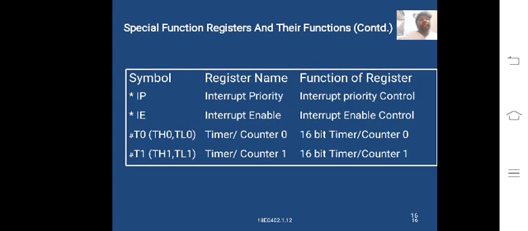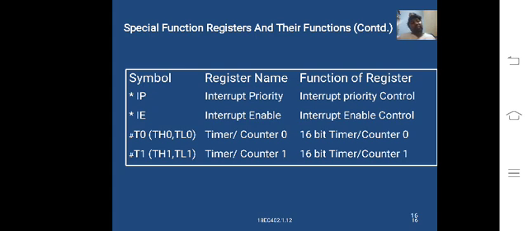And the interrupt priority, that is the IP. The symbol is IP. The register name is interrupt priority. The function of the register is interrupt priority control. IE, interrupt enable. Interrupt enable control.